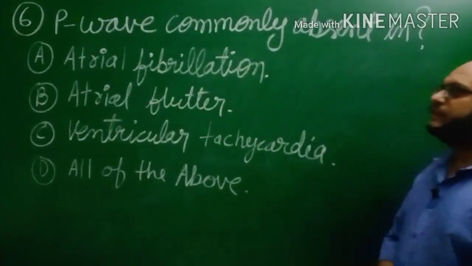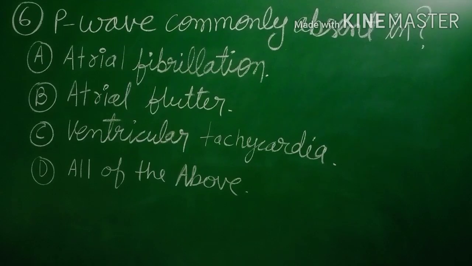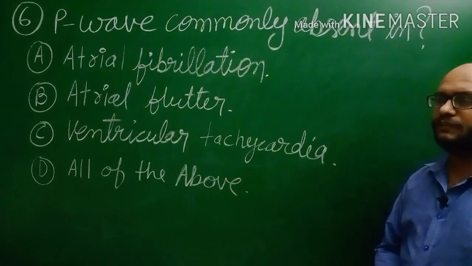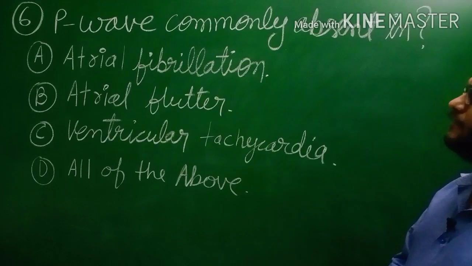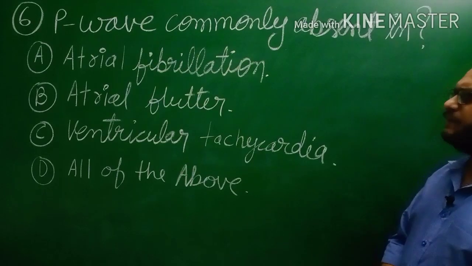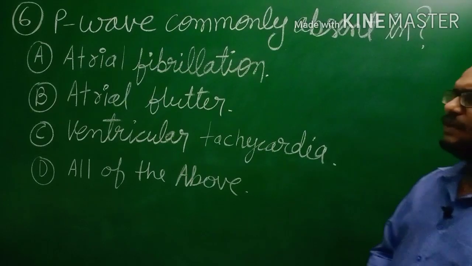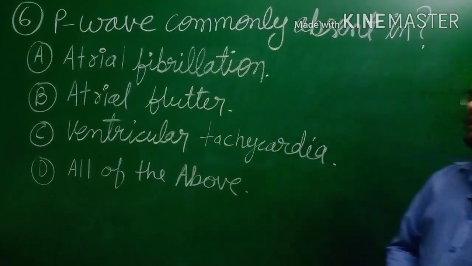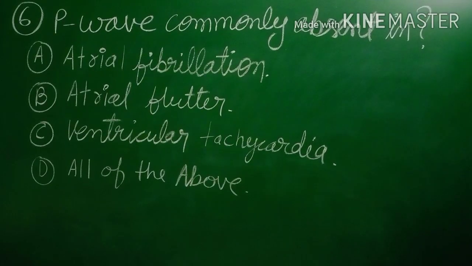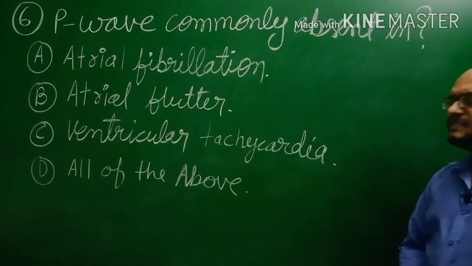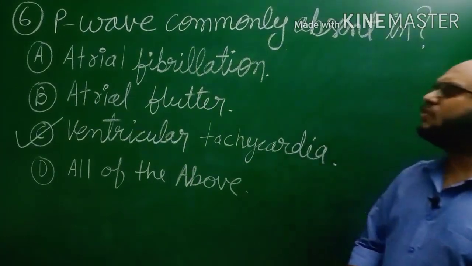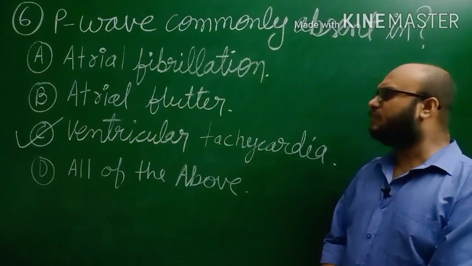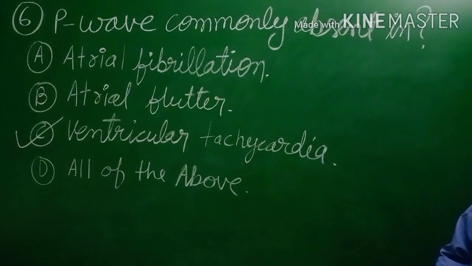Question number 6. P wave is commonly absent in which disease condition? Option A, atrial fibrillation, option B, atrial flutter, option C, ventricular tachycardia, option D, all of the above. It is a very important question. Please write down your answer in the comment section below. The right answer is option C. In ventricular tachycardia, the P wave of the ECG is commonly absent.